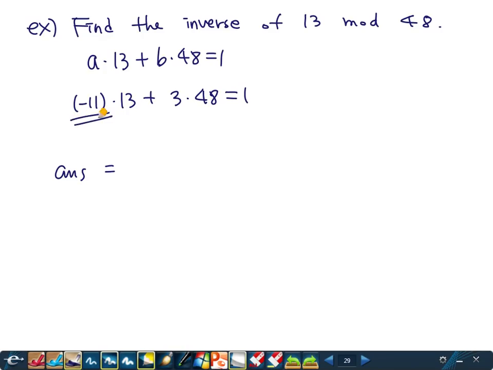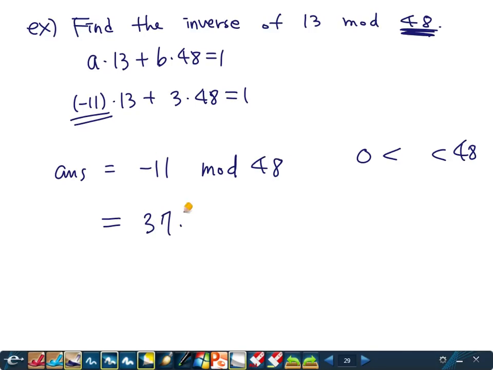You cannot simply write this. It's not going to be minus 11, but it's going to be minus 11 mod what? Mod 48. Because we want this to be in the correct range, and minus 11 is not in this range. We can do this by taking the mod, the remainder. What is the remainder here? You just add 48 there, then 37. That's correct. This is the final answer.